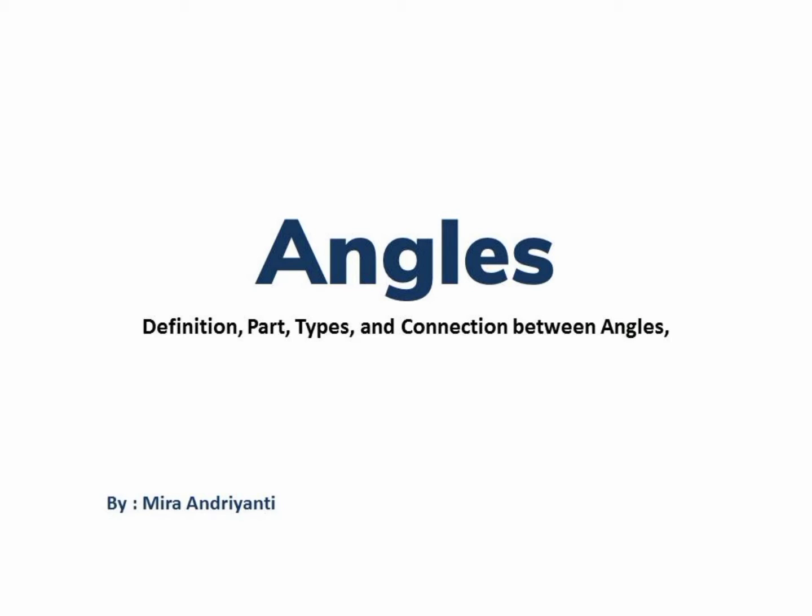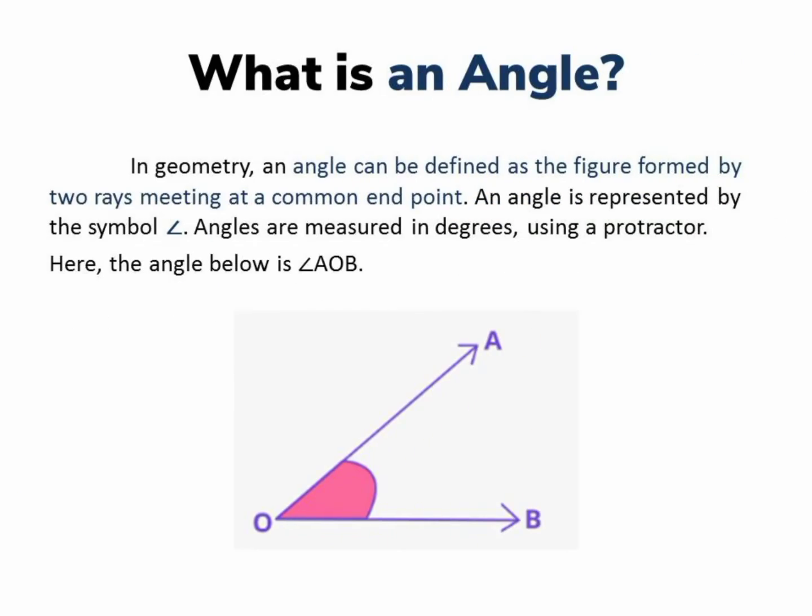Assalamualaikum warahmatullahi wabarakatuh. This time, we will learn mathematics about an angle, with me, Mira Andriyanti, Mathematic Education student. What is an angle? In geometry, an angle can be defined as a figure formed by two rays meeting at a common endpoint. An angle is represented by the symbol like this. You can read it "angle". Angle is measured in degrees using a protractor. Here, the angle below is angle AOB.